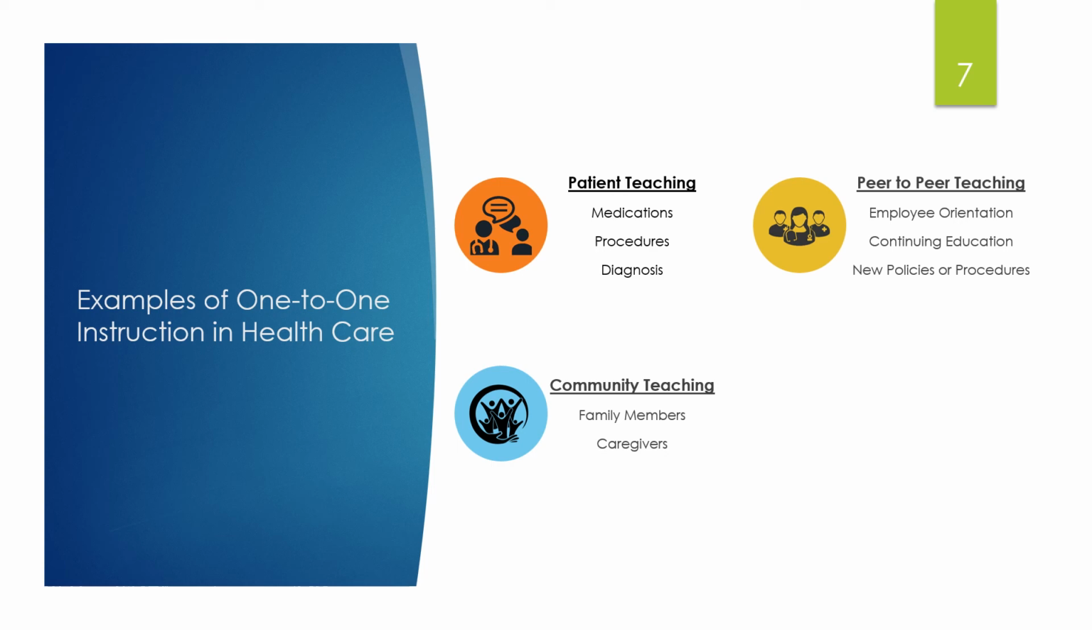Our next example of one-to-one instruction in healthcare would be peer-to-peer teaching. Primarily, this shows up in new employee orientation, such as shadowing and precepting. New employees have the opportunity during these times to learn policies and procedures that they'll frequently use on their units through precepting or shadowing a nurse, and they'll also have the opportunity to see the current workflow of the staff on their unit. And then also continuing education.